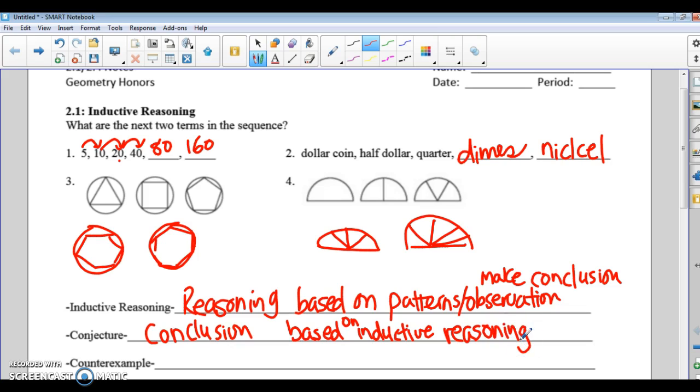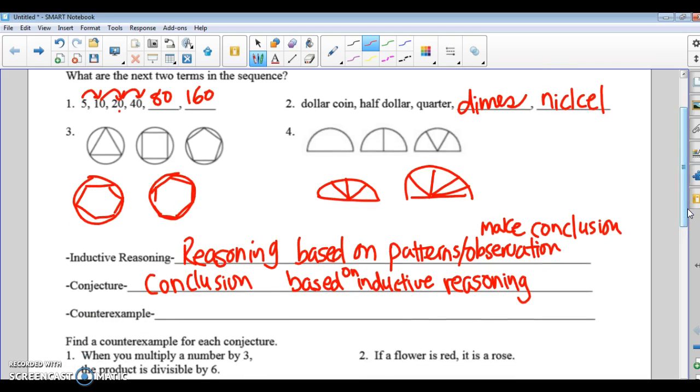But based on what kind of reasoning you had, the conclusion may be correct or may be incorrect. Correct? So, a conjecture can be either true or false. Okay? So, in order to prove that a conjecture is wrong, you have to provide a counterexample. So, a counterexample is an example that disproves the conjecture.